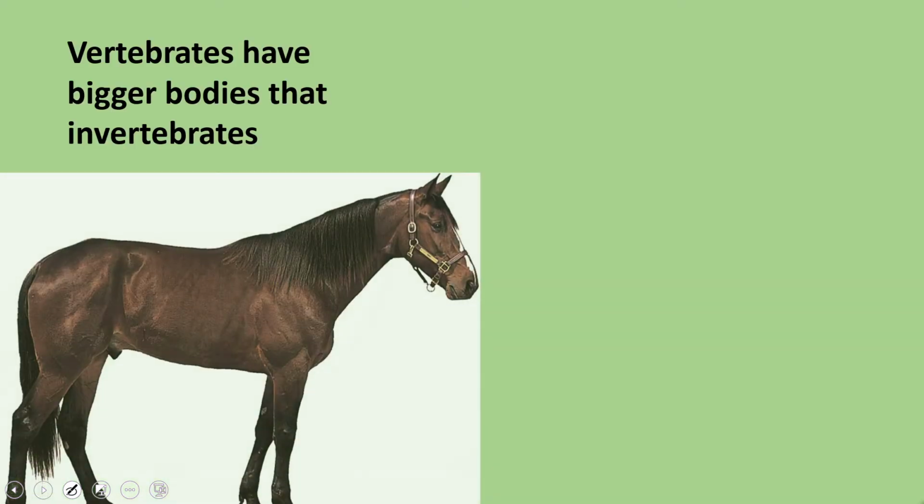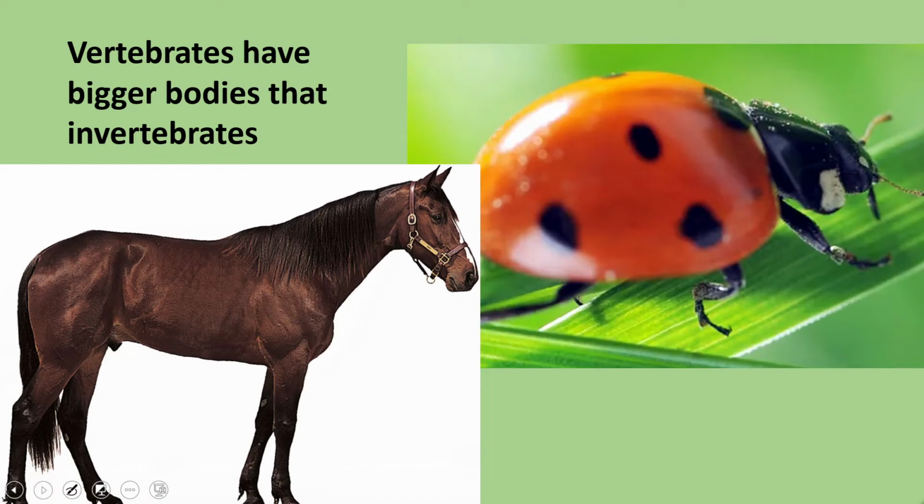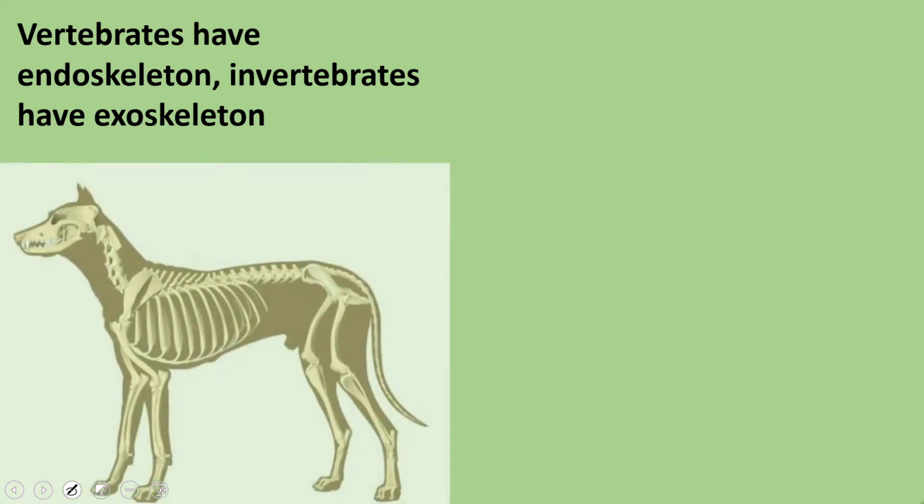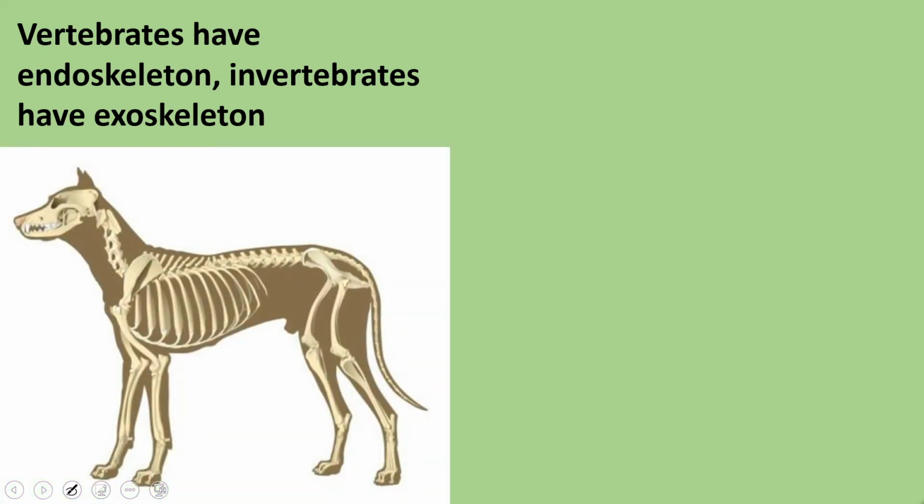So vertebrates have bigger bodies, whereas invertebrates have smaller bodies. So you can see कि एक जो horse है, it has a well-developed bigger body, whereas this insect, which is an invertebrate, it has a smaller body. So next is they have endo and exoskeletons. So this is again, here you can see a dog. इसका skeleton जो है वो इसकी body के अंदर है, which means it has an endoskeleton.